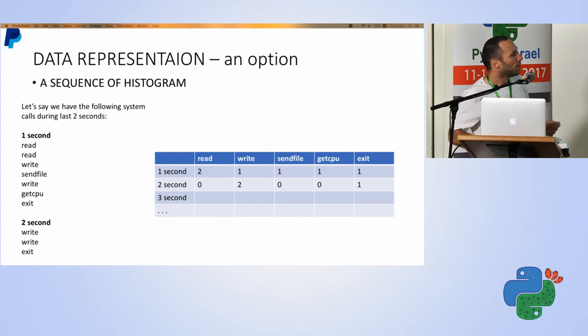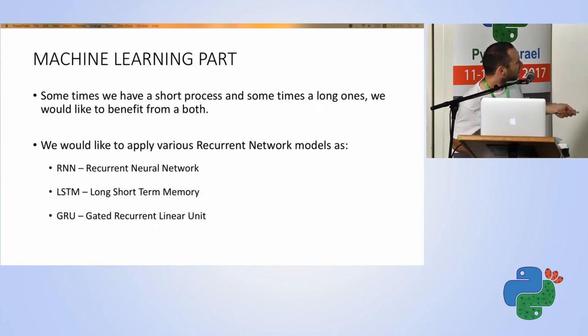And for this, we should choose our family of algorithms in such a way that, from one side, we could benefit from the long processes. A long process will have a lot of lines, okay? And also be capable of using the short process. The short process, which runs less than 1 second, will have just one line, okay? And as was already presented before, we'll use the family of algorithms from recurrent neural networks, like RNN, LSTM, and GRU.